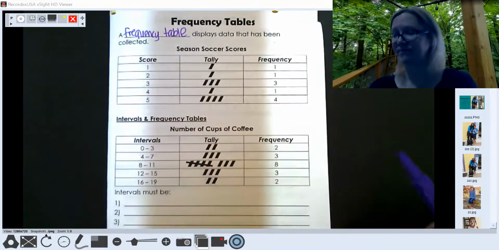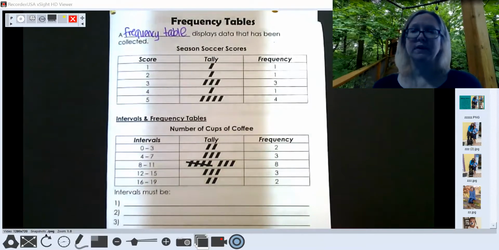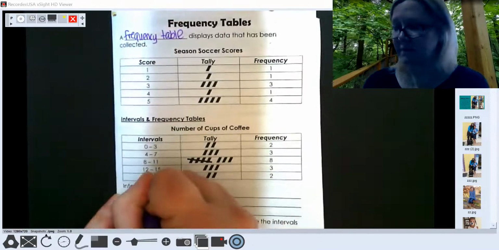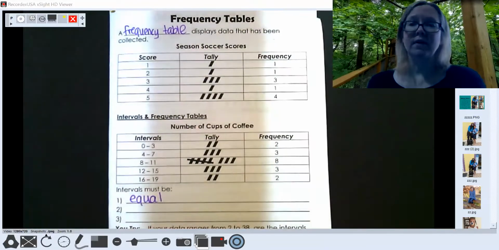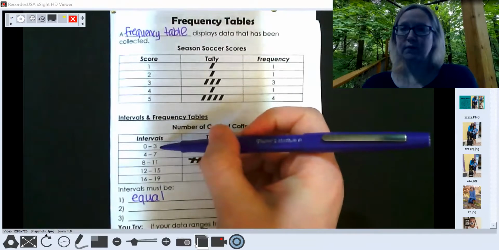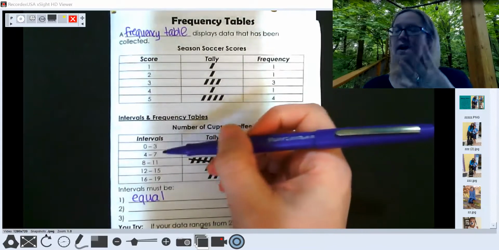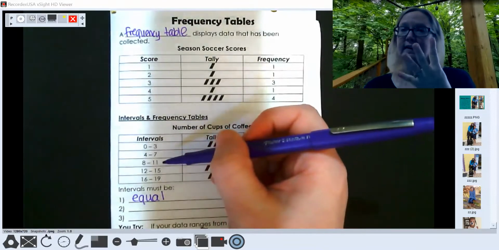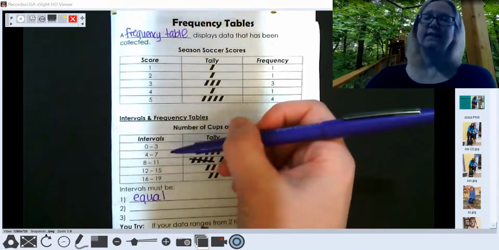All right, now there's 3 things that have to be true about your intervals. Anytime you're grouping numbers together and creating intervals like this, one thing that has to be true is the intervals must be equal. What I mean by that is we have to have the same number of numbers in each interval. So right here, if I have 0 through 3, that's 0, 1, 2, 3. That's 4 numbers. And then 4 through 7, 4, 5, 6, 7. That's 4 numbers. 8 through 11, 8, 9, 10, 11. That's also 4 numbers. So you can see that these intervals are equal because they all contain the same number of data.